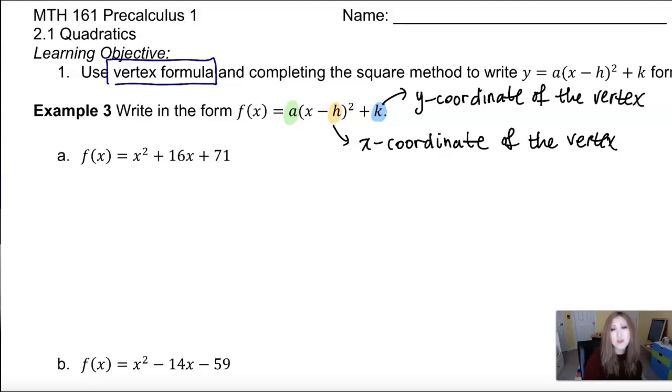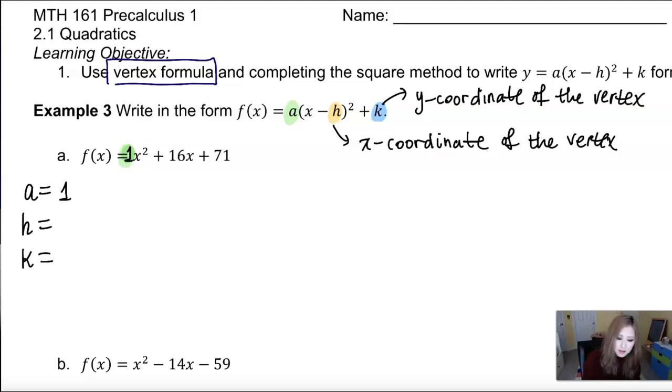So guess what you're going to have to do? If you want to put your function in this format, you're going to have to find a, h, and k. If you know what they are, all you need to do is plug them into that format. We know what a is already. A is the leading coefficient. A is equal to 1. But we need to find h and k, and to find them we're going to use the vertex formula.